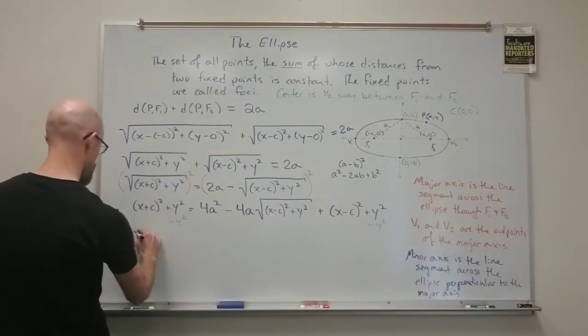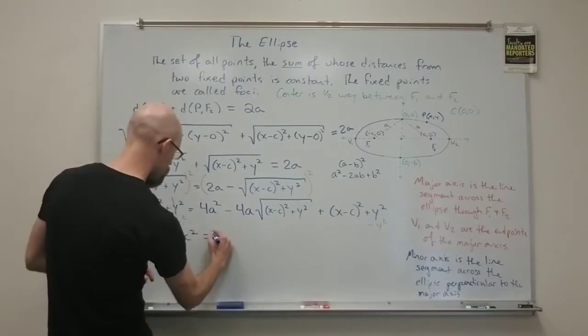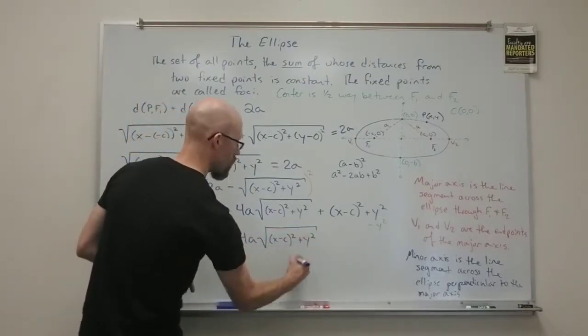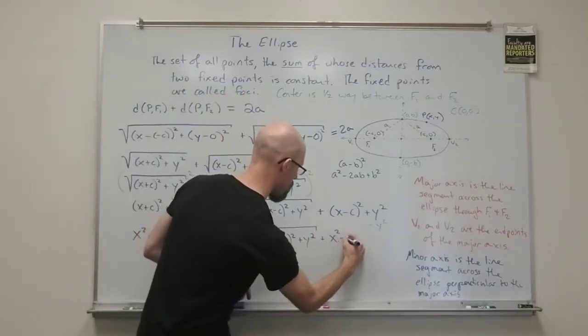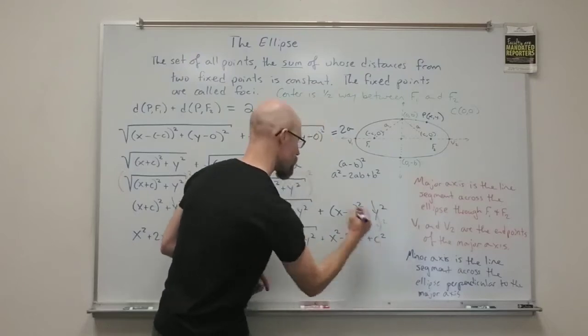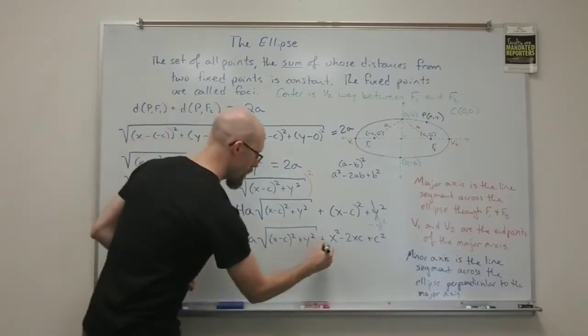So I get, let's see, x squared plus 2xc plus c squared. That's my left side. That equals 4a squared minus 4a times the square root. And then here, if I expand, I get x squared minus 2xc plus c squared, and those dropped out. And so here, I can actually subtract an x squared from both sides.